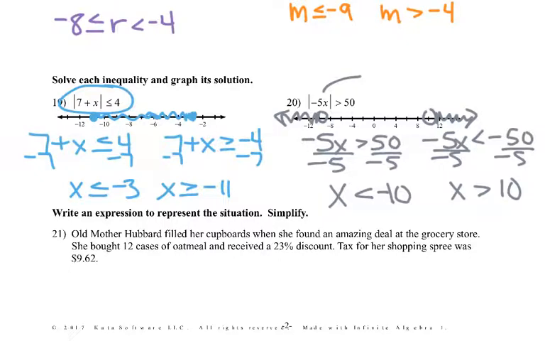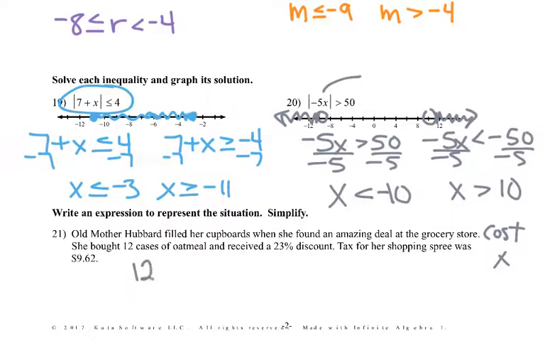Okay, now we want to write an expression to represent the situation. So Old Mother Hubbard filled her cupboards when she found an amazing deal at the grocery store. She bought 12 cases of oatmeal and received a 23% discount. Tax for a shopping spree was $9.62. Okay, so we don't know the cost, so the cost of each oatmeal we'll call x.